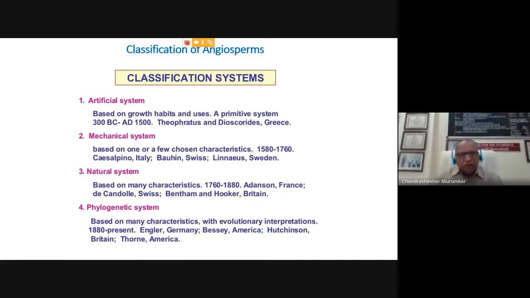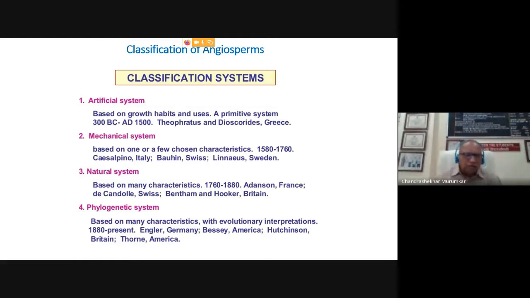Later on, it was a mechanical system of classification, which followed Theophrastus, but they took into consideration the morphological characters of the plants and the flowers together. But the divisions or groups which were made were absolutely artificial, and because of that, this was segregated from artificial, and was called the mechanical system of classification.